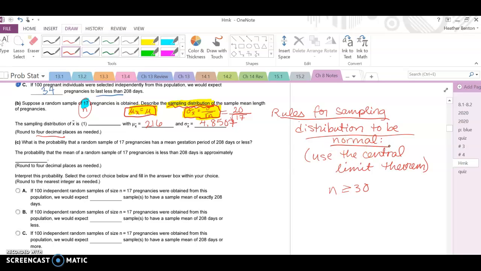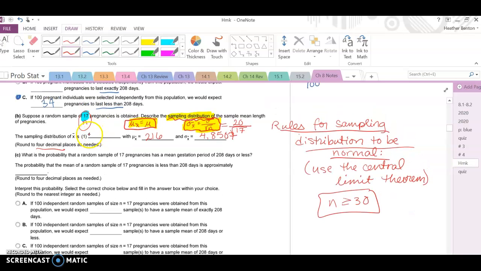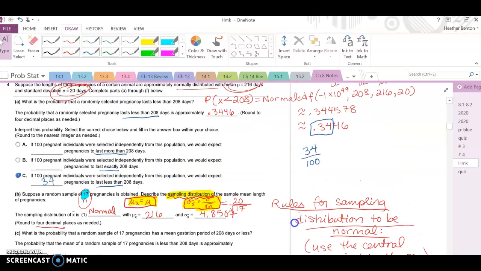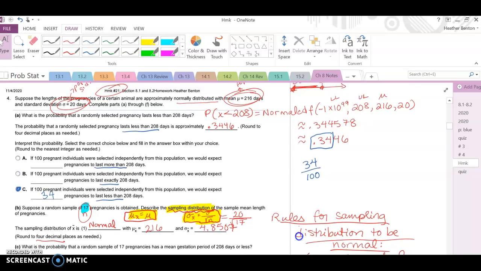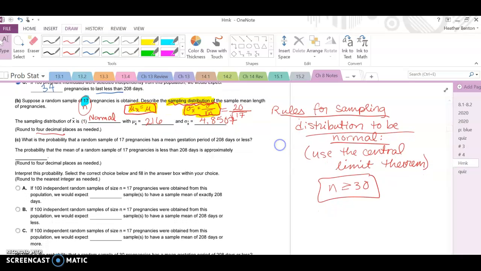All right, so here, the sampling distribution, normally our rules for a sampling distribution to be normal, we can use the central limit theorem as long as our sample is greater than 30. In this case, our sample is actually 17, which we know is not greater than 30, but we get a pass. We get to say it is still normal. And the reason for that is because this sample came from a population that we knew was normal. And so we get a pass on that one. We don't have to follow the rule on this one.